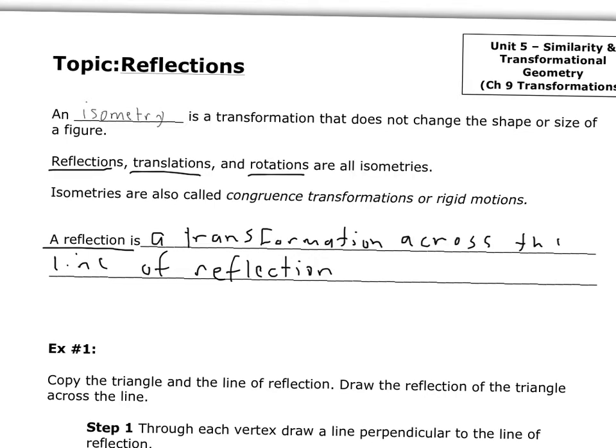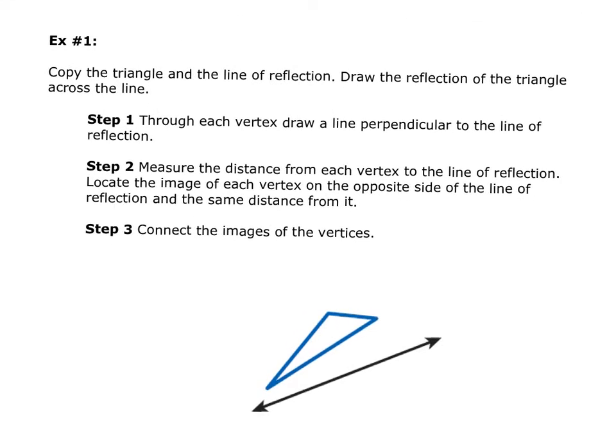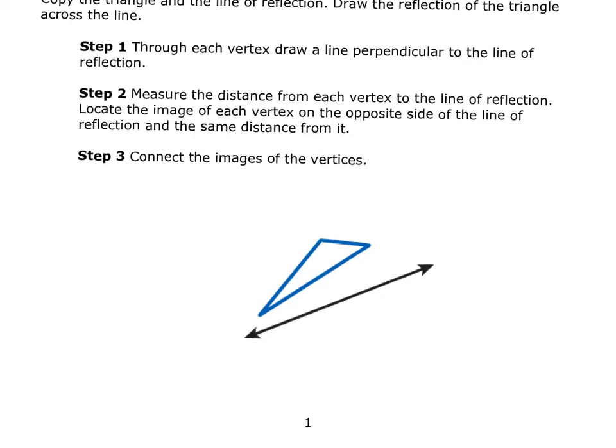Okay, so down below there is an example, and it gives you these steps of going ahead and making the reflection. Okay, so step one, you should go ahead and underline some of this stuff. Through each vertex, draw a line perpendicular to the line of the reflection. Remember, perpendicular means a 90-degree angle. So, from each vertex, we're going to draw a line perpendicular to it until you get to the line of reflection. So we'll start here and we'll just draw perpendicular lines until you reach the line of reflection.